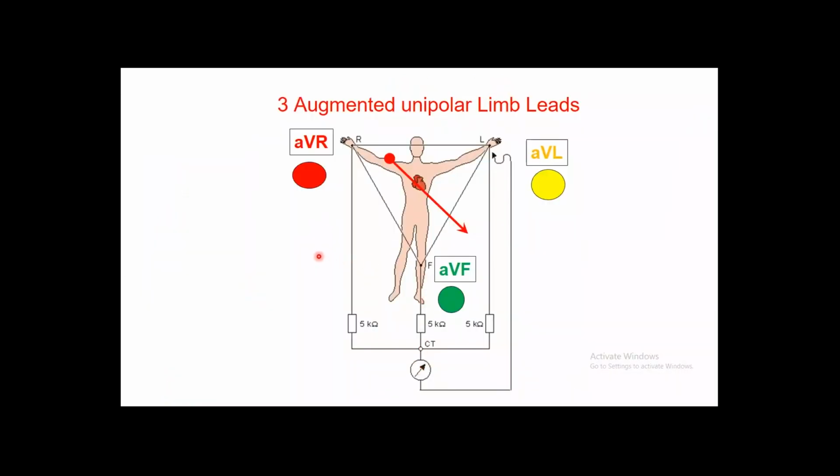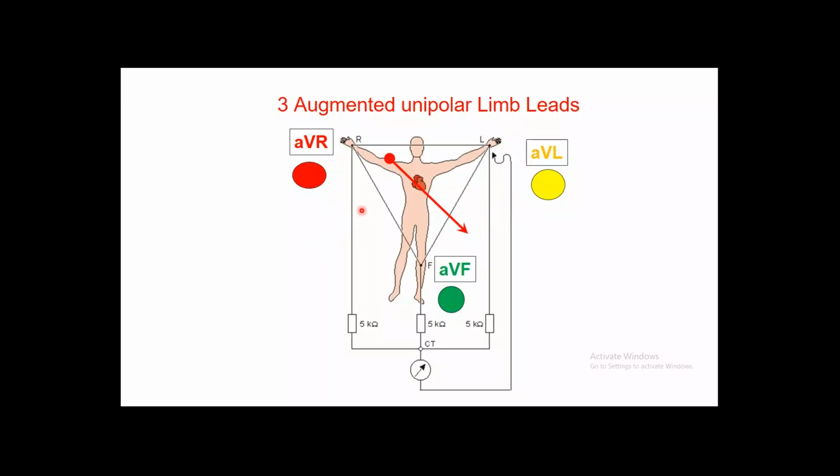So starting with the first 3 set of limb leads, which are called augmented unipolar limb leads. Why augmented? Because the electricity recorded at the limbs is of small voltage, so the ECG machine performs augmentation for this electricity. So it is called augmented. Why is it called unipolar? Because it measures the difference of electricity between this point, right arm or left arm or the foot, and an imaginary point on the machine called the 0 point.